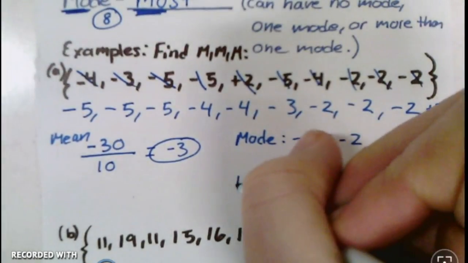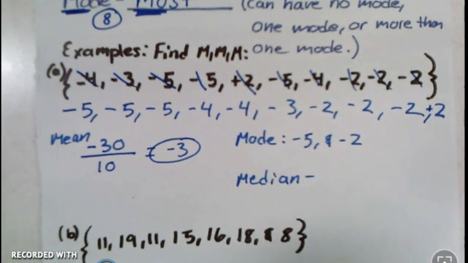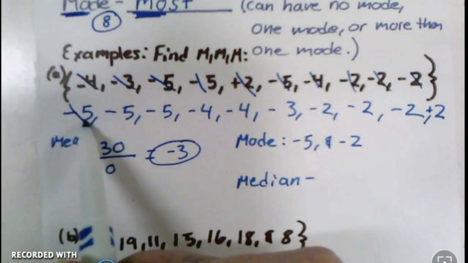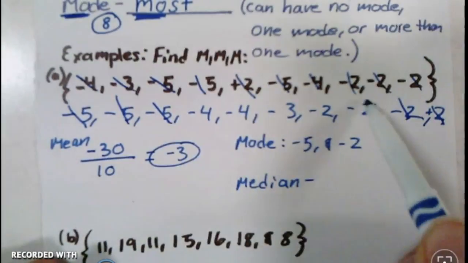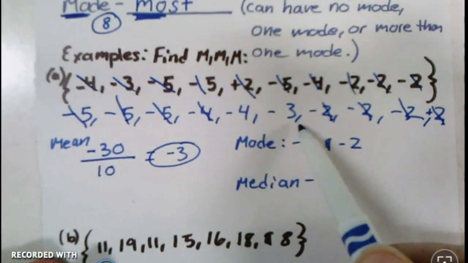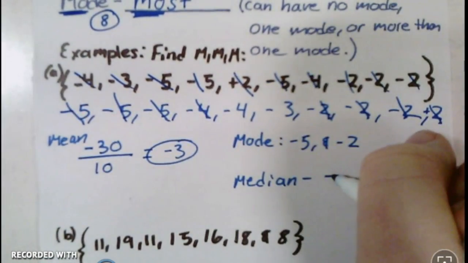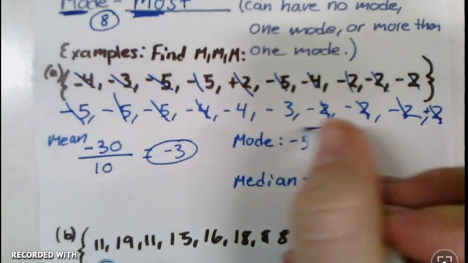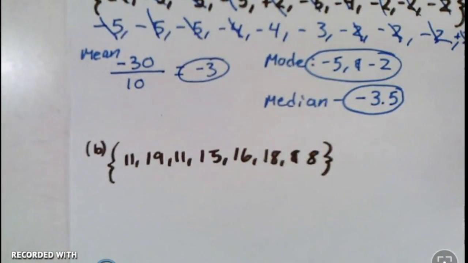Okay, and then what about the median? So I already put my numbers in order from least to greatest. So now I just need to work my way in. So I'm going to cross off this one and this one, then this one and this one, then this one and this one, then this one and this one. And I ended up with 2 numbers in the middle. So I'm going to add them up. -4 and -3 is -7. Divided by 2 is -3.5. So that is my answer. I want you to follow those same steps for example B.